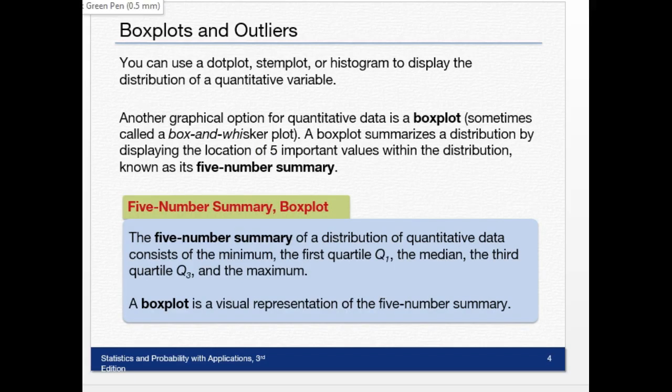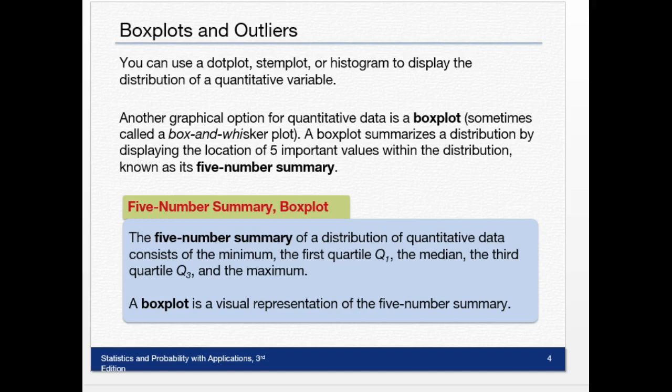All right, you can use a dot plot, a stem plot, or a histogram to display the distribution of a quantitative variable. Another graphical option is a box plot. Sometimes it's called a box and whisker plot. A box plot summarizes a distribution by displaying the location of 5 important values within the distribution, known as the 5-number summary. The 5-number summary of a distribution of quantitative data consists of the minimum, the first quartile, the median, the third quartile, and the maximum.